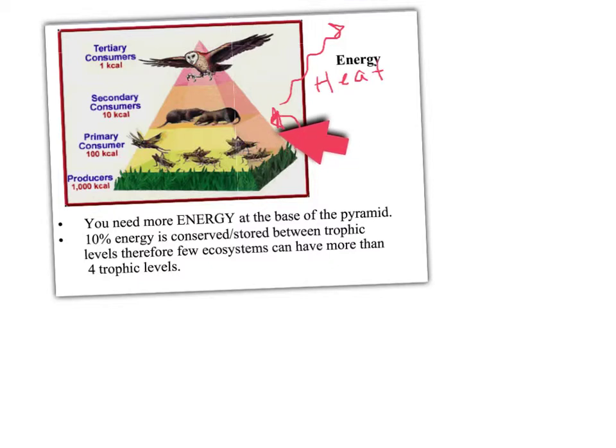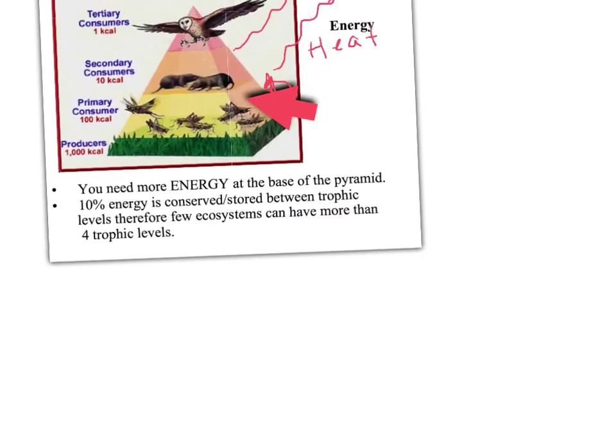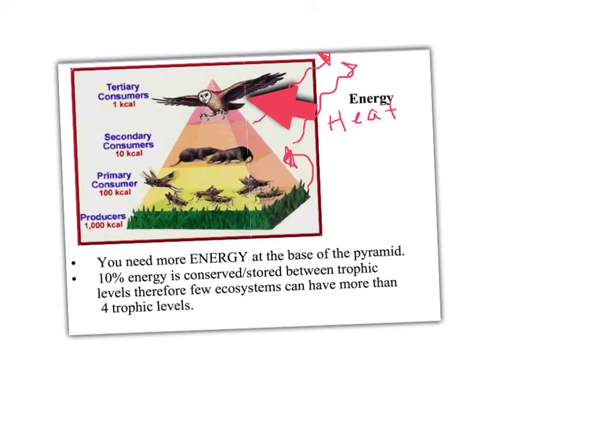And this happens at every level. When we go from grasshoppers to these shrews, the shrews are going to lose a whole bunch of heat energy because they're running around too. And then when we go from the shrews to the owl, that owl is also not going to get all the energy, because energy is lost as heat. In actuality, only 10% of the energy is conserved between trophic levels. You can see that because we have 1,000 kilocalories for the producers. If we move the decimal point 1 to the left, instead of 1,000, we end up having 100 kilocalories. Then we have 10 kilocalories, then we have 1 kilocalorie. That difference, that 90% difference, is lost as heat.